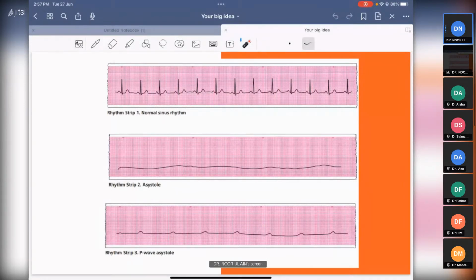So what you do is you try pacing. If it works out, it works out. If it doesn't, it's eventually going to turn into this in a few minutes.